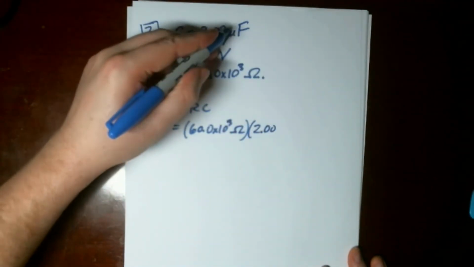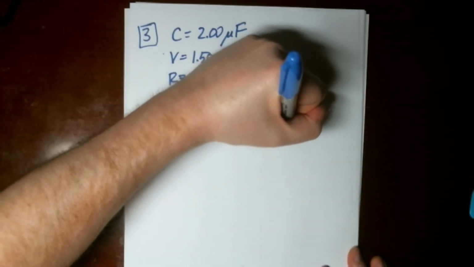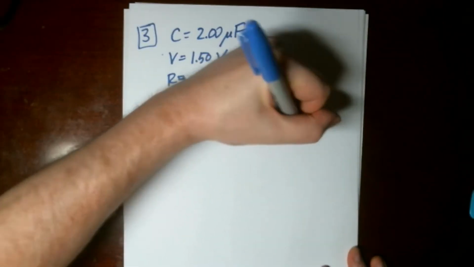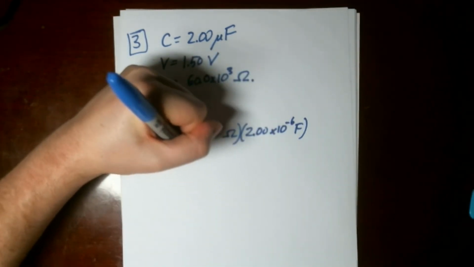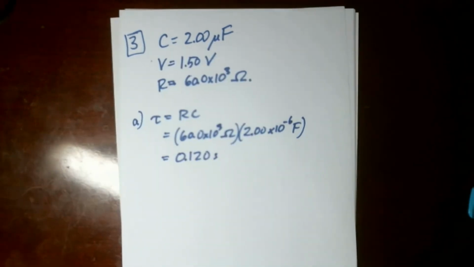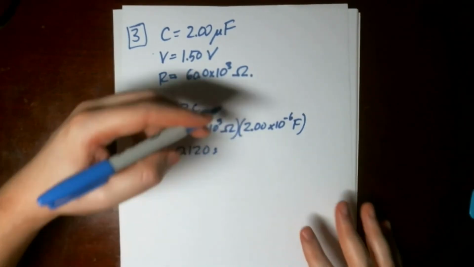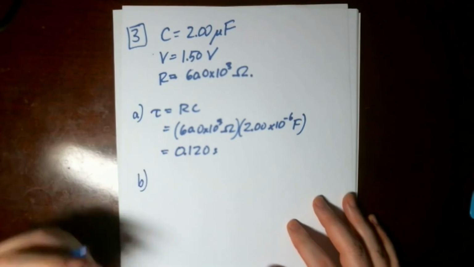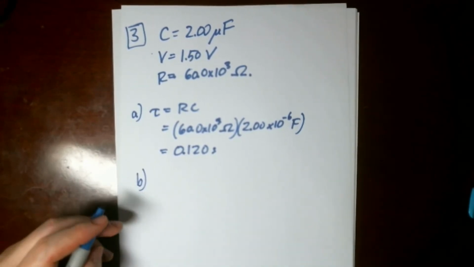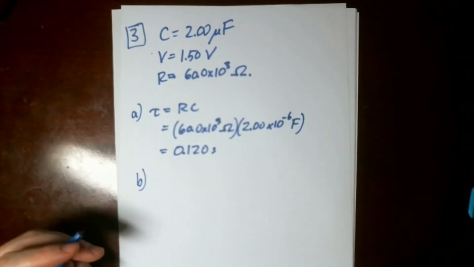Remember, we have to convert microfarads into farads, so this is going to be 2 times 10 to the minus 6 farads. And then we get the time constant. And it turns out that time constant is 0.120 seconds. All right, so that's part A. For part B, we want to see how long does it take for the charge of the capacitor to drop to half of its full charge.